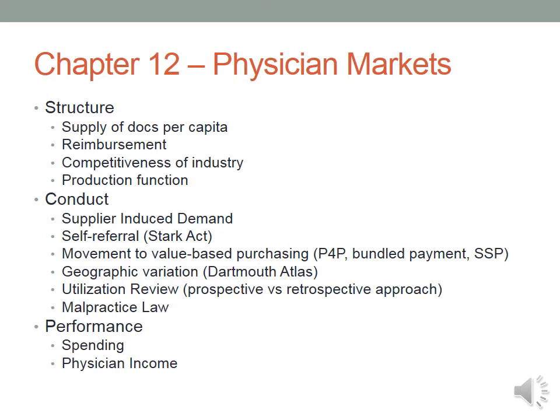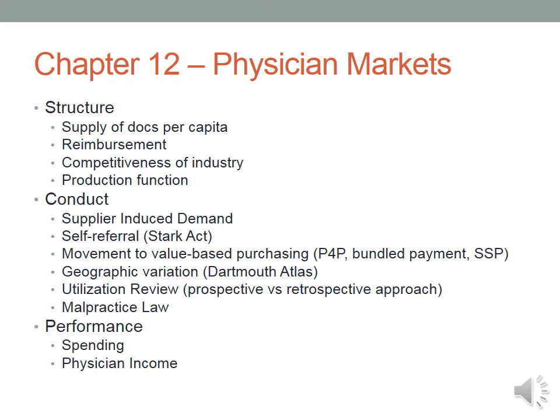Under structure, we talked about the supply of physicians per capita. We talked about how physicians are reimbursed. We talked about competitiveness of the industry and the production function of the physician markets and how production of physician services can be more efficient.